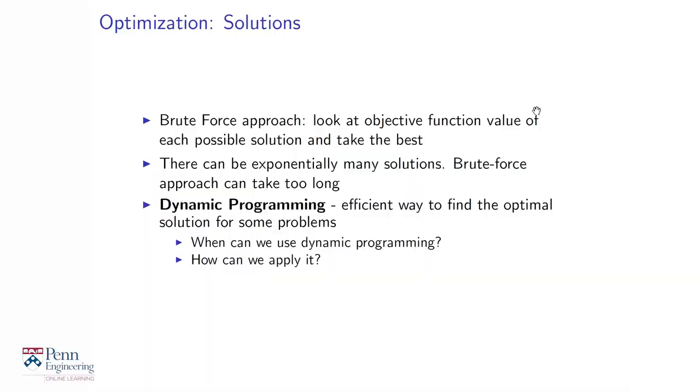You want to do something cleverer that implicitly examines all solutions, but still runs very fast. And in the next few segments, we're going to look at a very important algorithmic paradigm called dynamic programming. It's a way of finding the optimum solution to certain optimization problems, not all of them, but a good number of them. And it's very efficient when it works. So what we're going to see is, what is dynamic programming? How can we use dynamic programming, and when can we use it? Those are the questions that we will be answering in the next few segments.